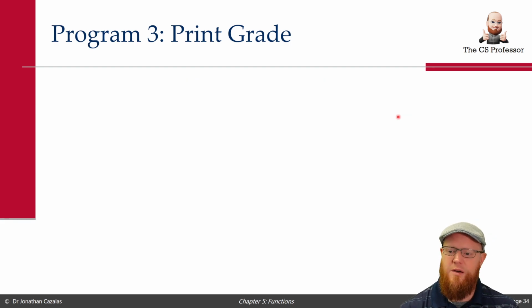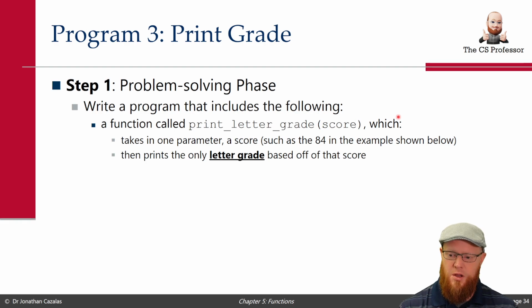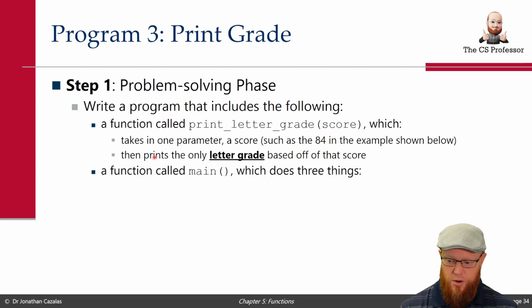So as always, we have the problem-solving phase first. Your program should include the following. Your program should include a function called print letter grade with a single argument, a single parameter called score. This function will take in this one parameter, a score. Maybe the score, I say here, is 84, which is going to be a B. Your function should then print the letter grade based off of that score.